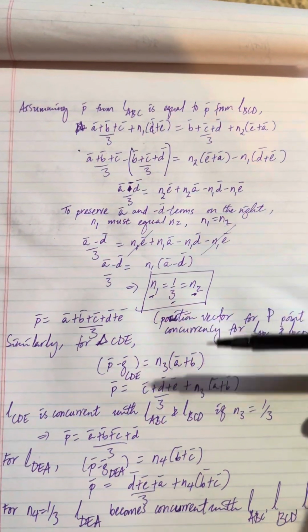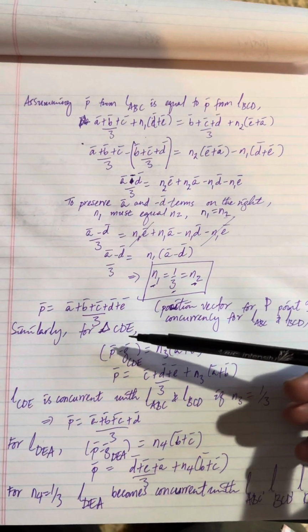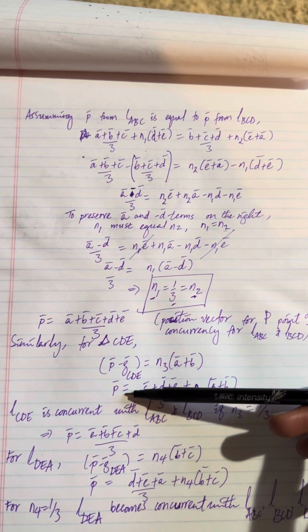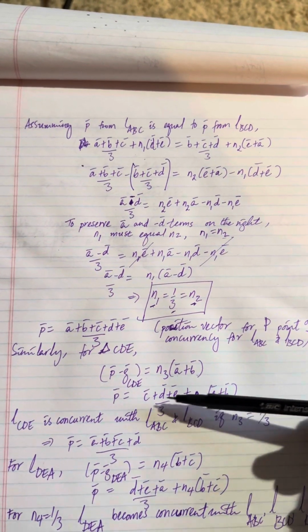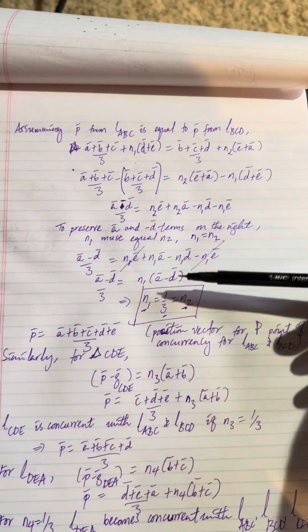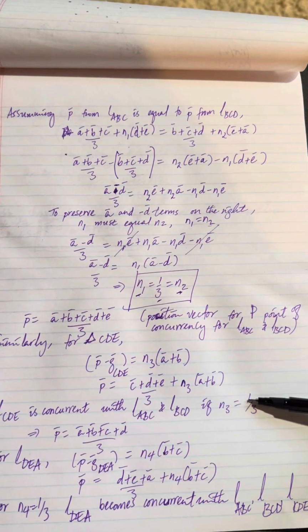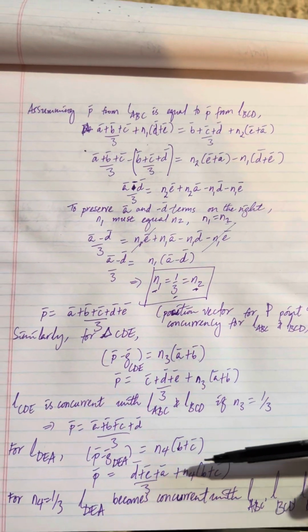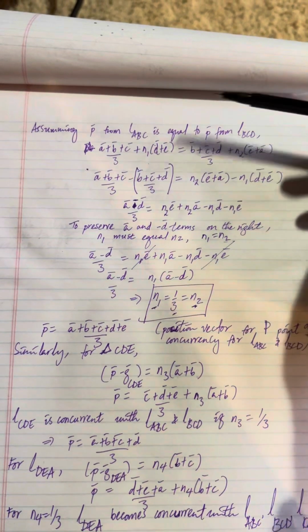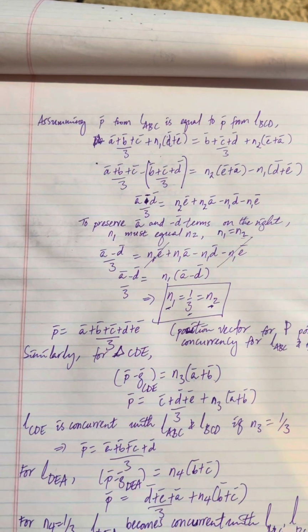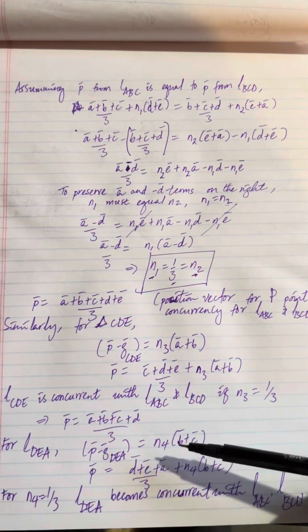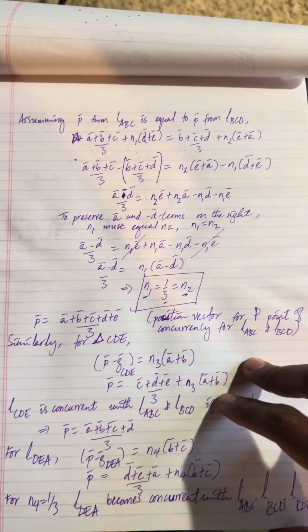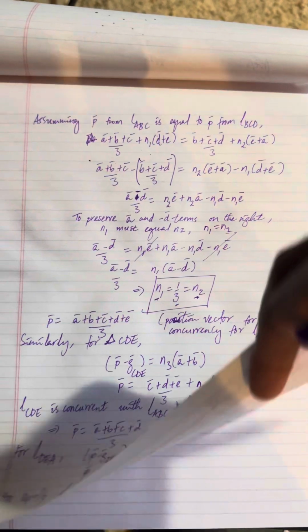After that, it's just repeating the same process. You do the same thing for triangle CDE. You solve for the possible position vector point of concurrency, and then you see that for this to be concurrent with the previous two lines, n3 would have to be 1/3. Same thing with DEA, for the position vector to be equal to the position vectors we found previously, which also means the point of concurrency is similar, that is 1/3. So you show that n4 equaling 1/3 gives us a point of concurrency for the line ℓDEA.